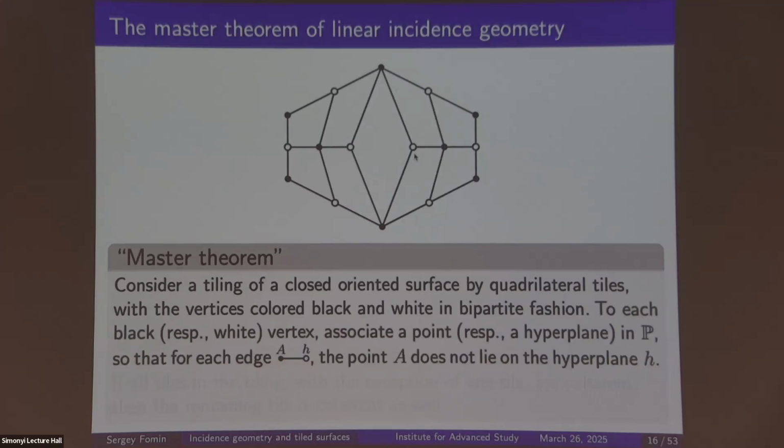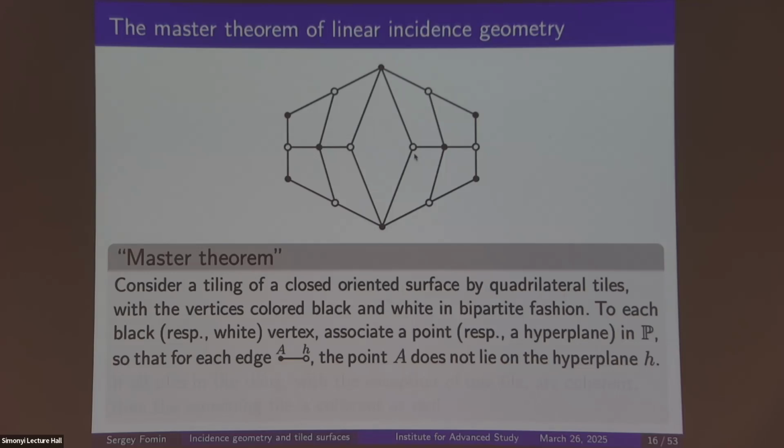So now I'm going to associate a point, respectively a hyperplane, in my projective space to every black, respectively white, vertex, and I want it to be generic in the sense that it should go. Okay, so far nothing really has happened. I just want you to have the right picture.